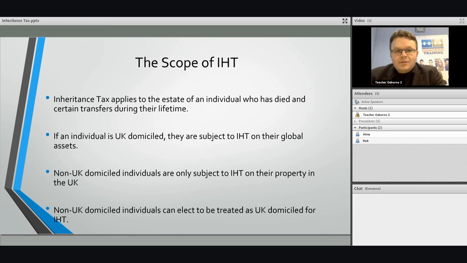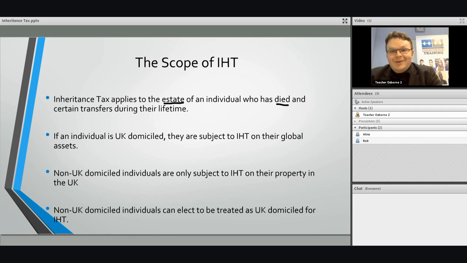So let's start by looking at the scope of IHT. As I just said, the scope means what it covers. Inheritance tax applies to what we call the estate. The estate is basically what you leave when you die. Some people have very big estates. If you're a millionaire, you're going to have millions of pounds in your estate. Or it might just be a couple thousand pounds. It just depends on what you accumulated over your lifetime. So, as we know, this is the estate of someone who has died, unfortunately.